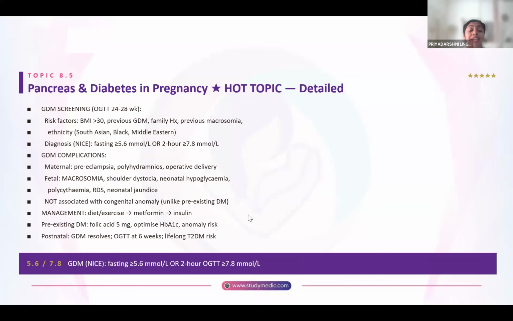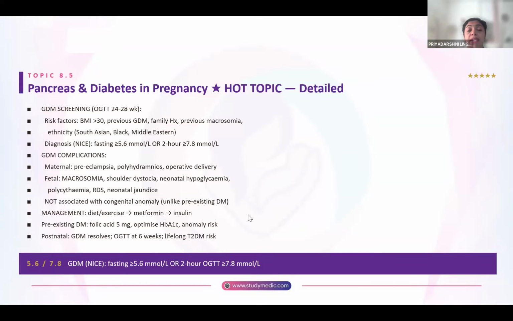So we were just trying to discuss in detail how the GDM screening is done. Now, what are the risk factors which put the woman at a high risk? So we have to screen earlier on. One will be a BMI more than or equal to 30, previous history of GDM, the family history of diabetes, and previous macrosomia. Ethnicity like the South Asian, Black, and the Middle East are at a high risk of developing this diabetes. Now, how are you going to diagnose?